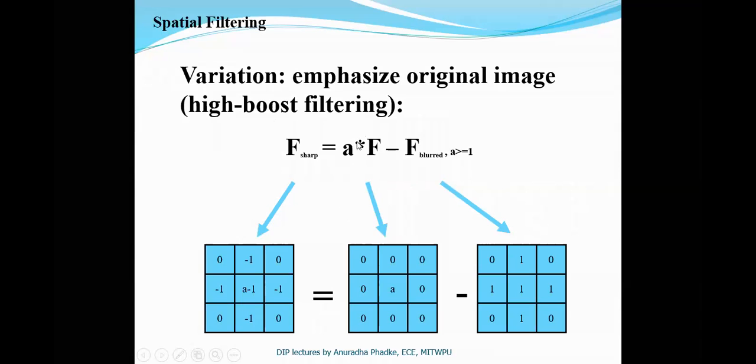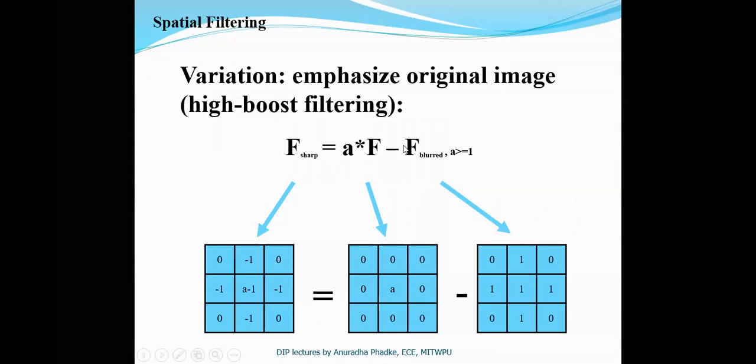Okay, now scaling the original image by A can be represented in mask format as shown here. We are scaling the pixel under consideration by A. So this is a 3 by 3 mask equivalent to A into F.